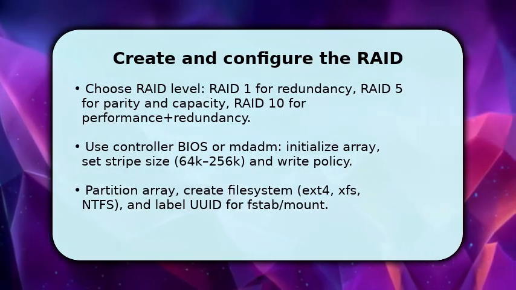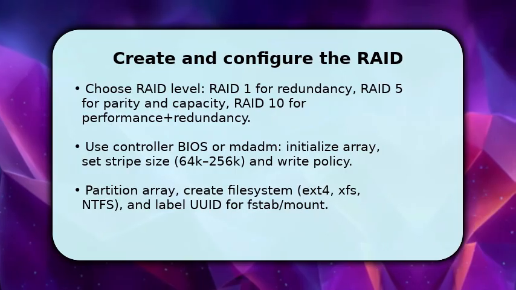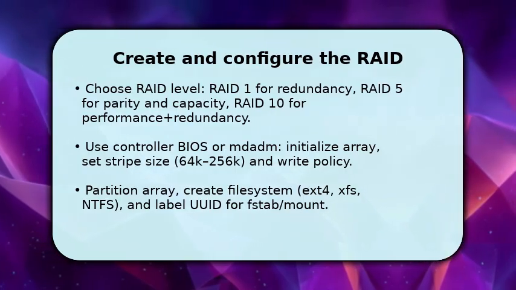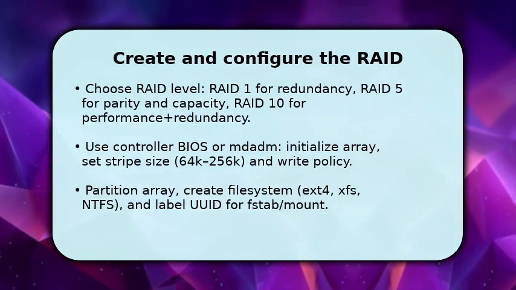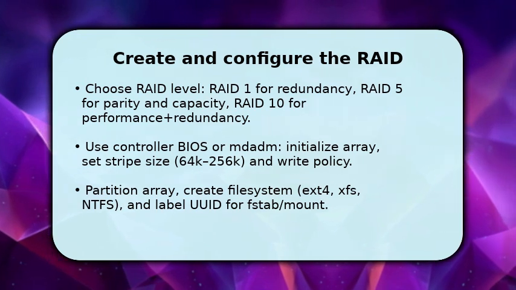After initialization, partition the virtual disk, create your file system. For Linux, use ext4 or XFS, and record the UUID. Finally, add the UUID to fstab.